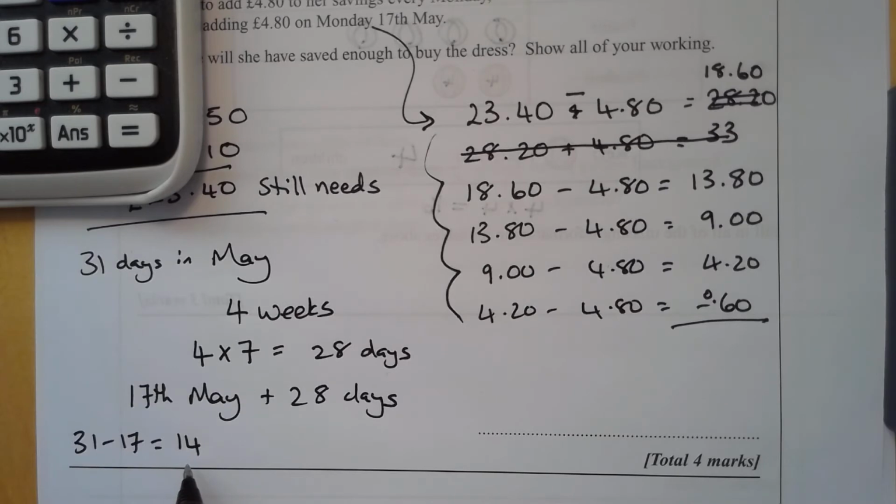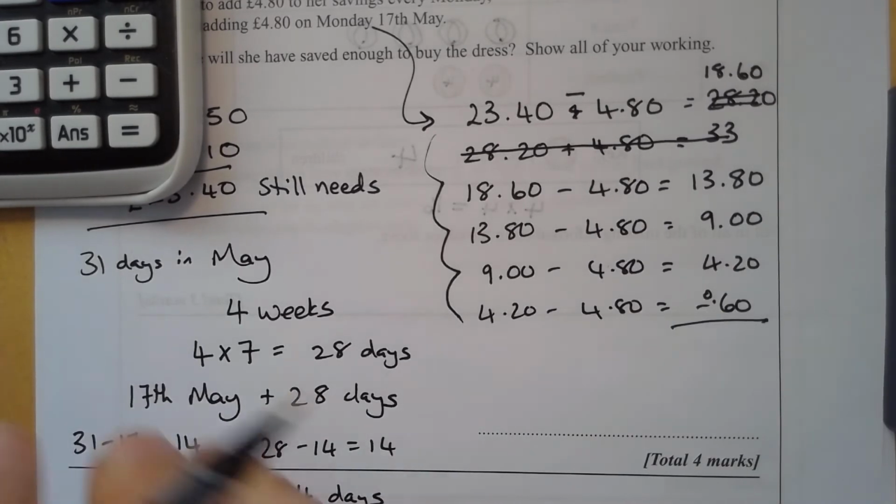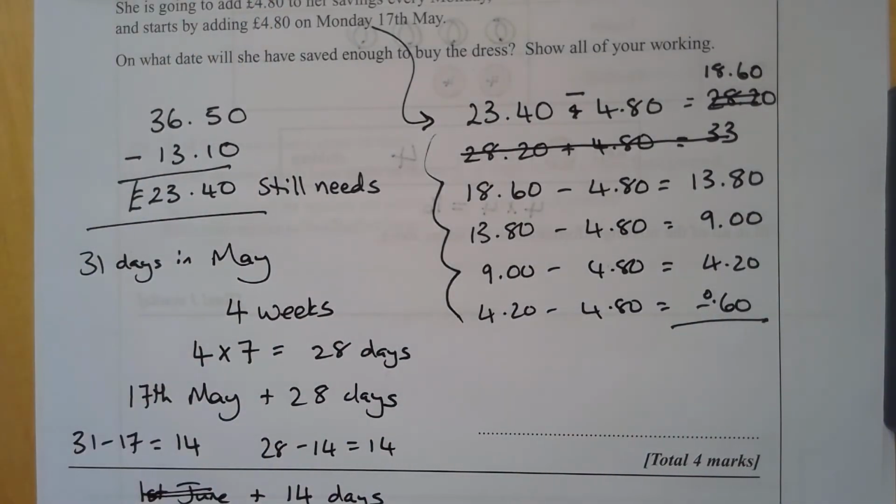28 subtract 14 means we've got the 1st of June plus 14. 28 subtract 14 is 14. And in fact that's the 31st of May. And therefore the 31st of May plus 14 days is the 14th of June. 14th of June.